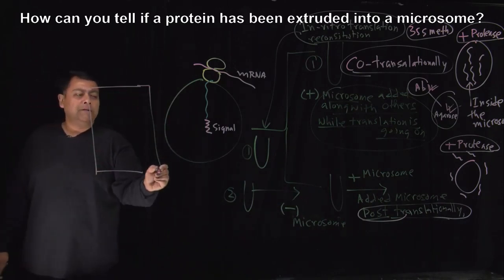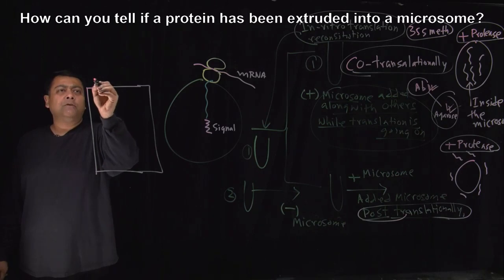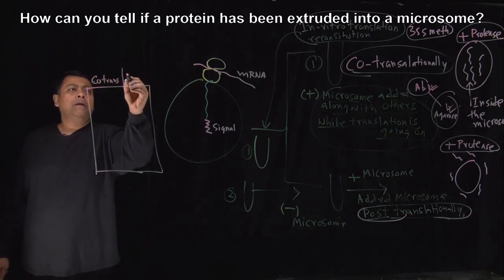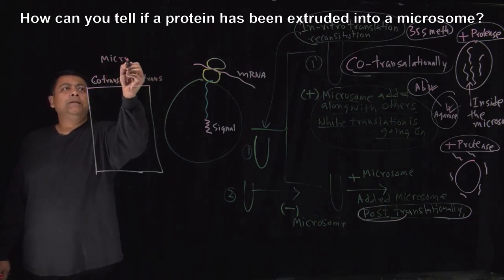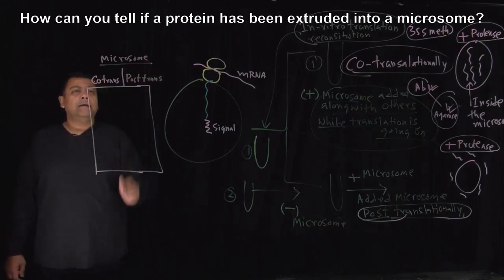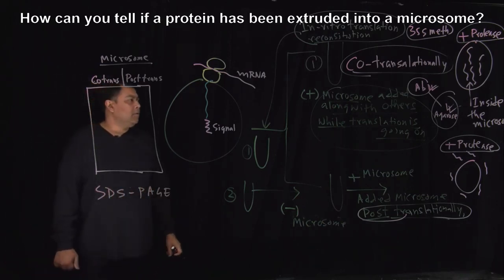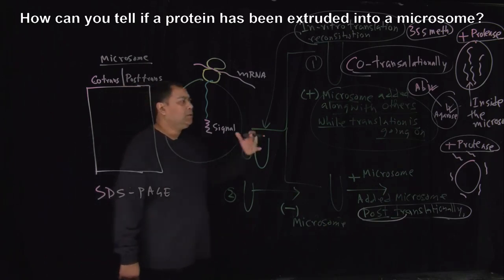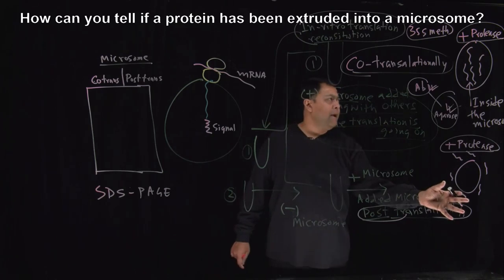So if we just have this gel, and here are the two different things. Here you have added the microsomes, co-translationally, and the other one is post-translationally. So these are the two different conditions, two different lanes on the SDS page. You are running an SDS polyacrylamide gel electrophoresis. Again, just repeating in short, you have co-translationally added microsomes and post-translationally added microsomes.